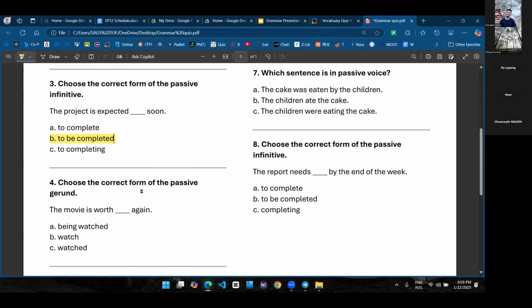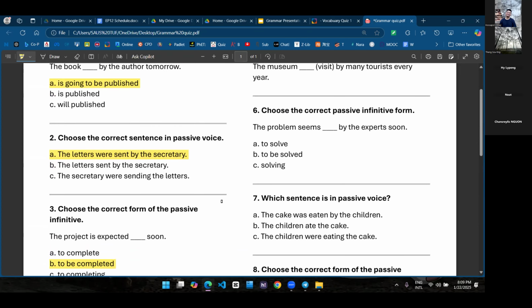Choose the correct form of the passive gerund. They want us to use passive gerund. So passive gerund uses be with verb ing. So that means the movie is worth being watched.